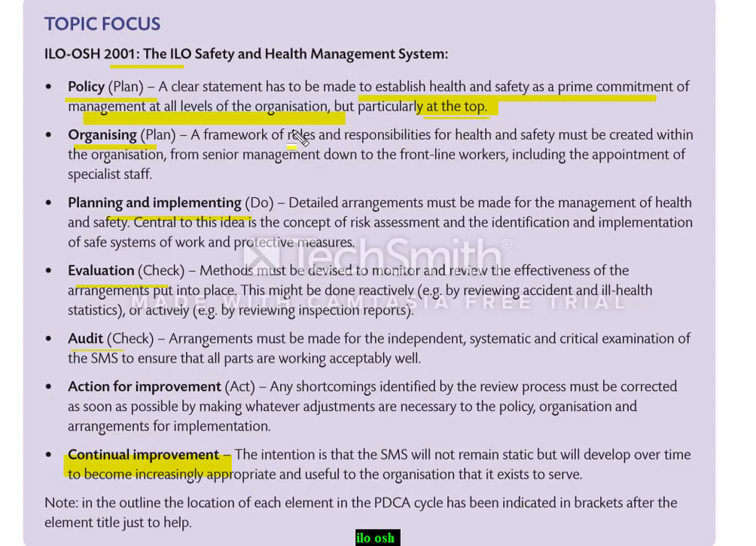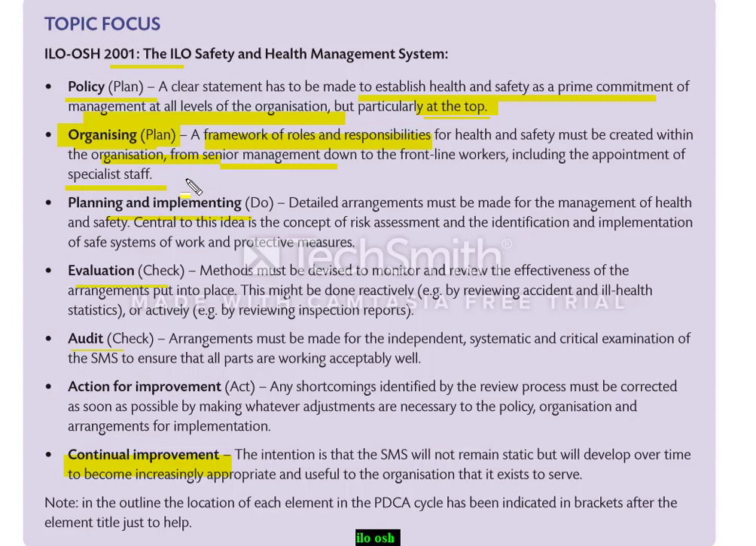The second part is organizing. Organizing is also part of plan. A framework of roles and responsibilities for health and safety must be created within the organization, from senior management down to the frontline workers who are operating a machine or working on some kind of machine, including the appointment of special staff. So these two parts are in the plan phase.